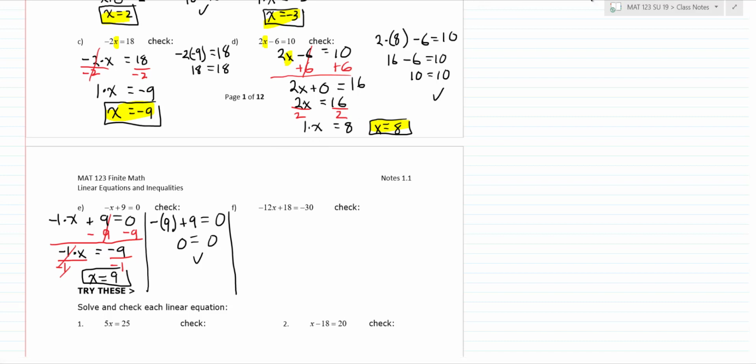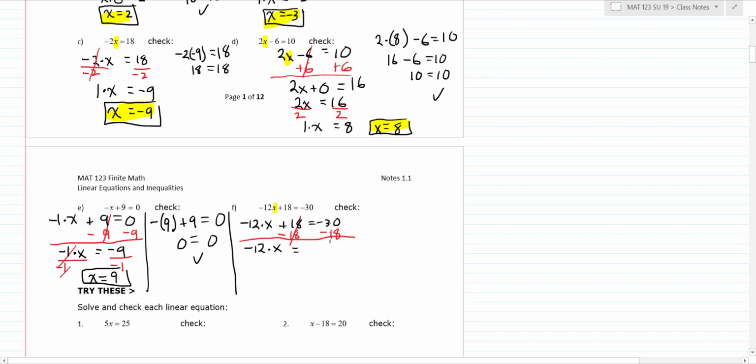This one, again, you want to get x by itself, so that means you want to get rid of the 18 and the negative 12 in that order. Okay. So what we're going to do is we're going to undo the addition of 18 by subtracting 18. Okay, that'll go to 0. So you can write this as negative 12 times x. Now you can write plus 0 or just leave it alone.